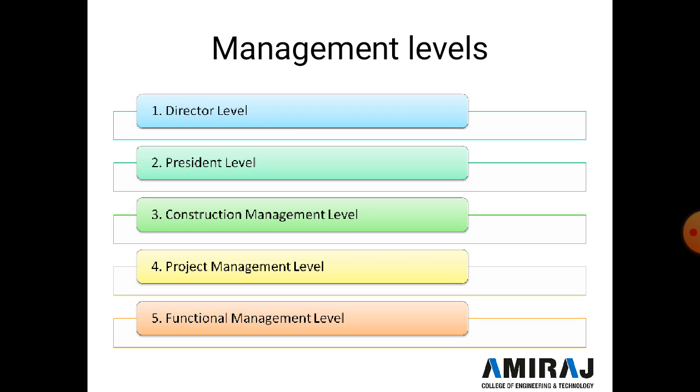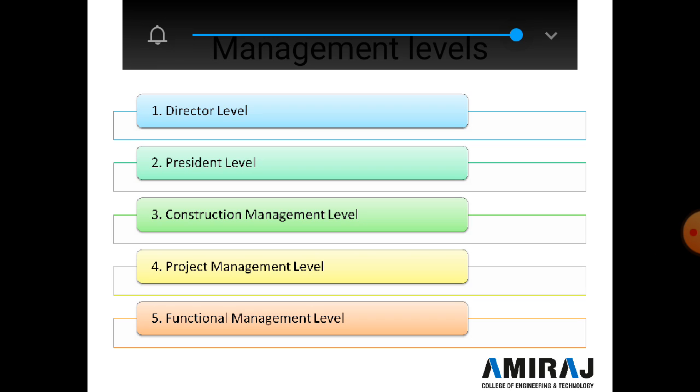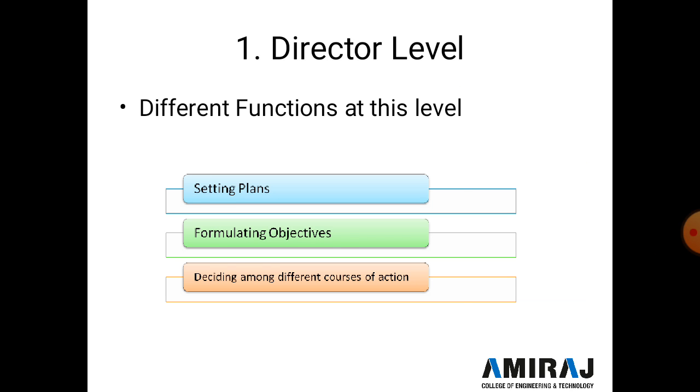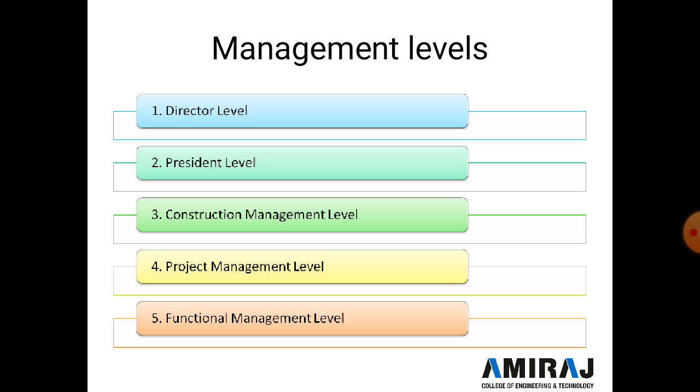Management level is a position in a management that is stratifiable, differentiable in terms of power, authority, responsibility and accountability over resources required to achieve defined objectives. This is known as a management level. There are 5 main types of management level. First is director level, second is president level, third is construction management level, fourth is project management level, and fifth is functional management level. One by one we discuss the different management levels.